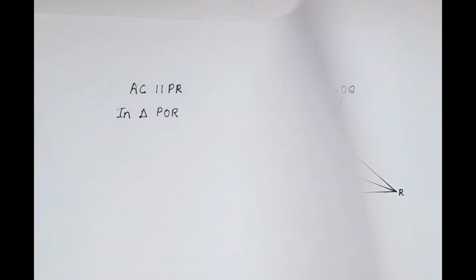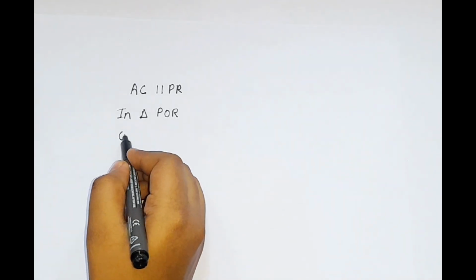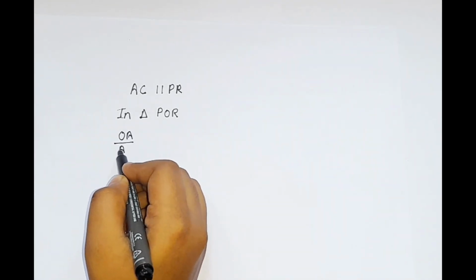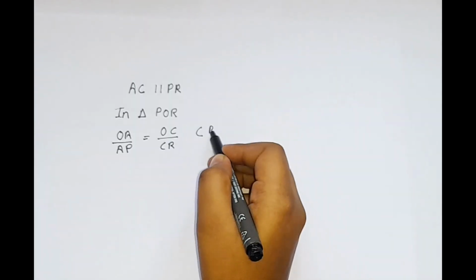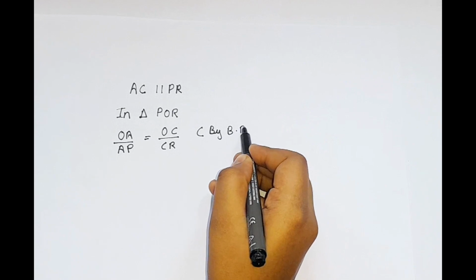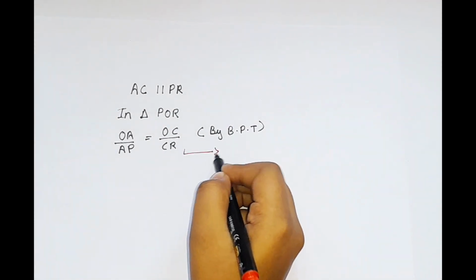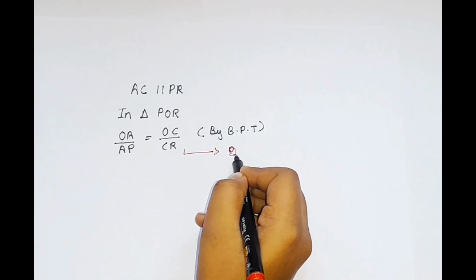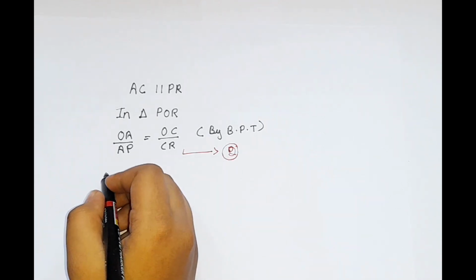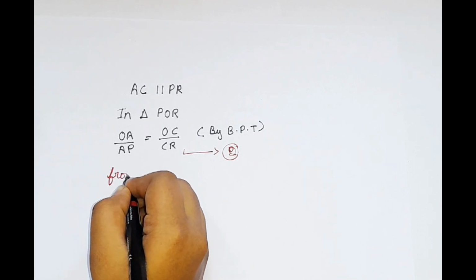Okay, so now let us write that. So OA by AP is equal to OC by CR by basic proportionality theorem, that is BPT. Okay, so I am going to be taking this as equation number 2, because already we had taken equation number 1. Am I right? Now let us compare equation number 1 as well as 2.